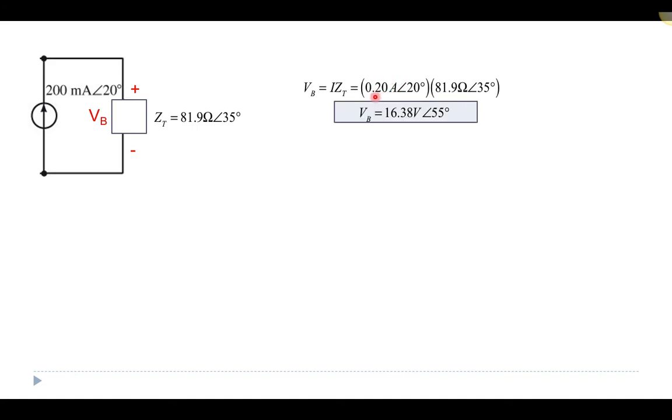I've made sure to convert my current from milliamps into amps, so 0.2 amps, angle of 20 with the impedance, and I can multiply those together and I get that the voltage is 16.38 with an angle of 55 degrees. Of course, because these were all in parallel, that's also the voltage across the resistor due to this current supply.